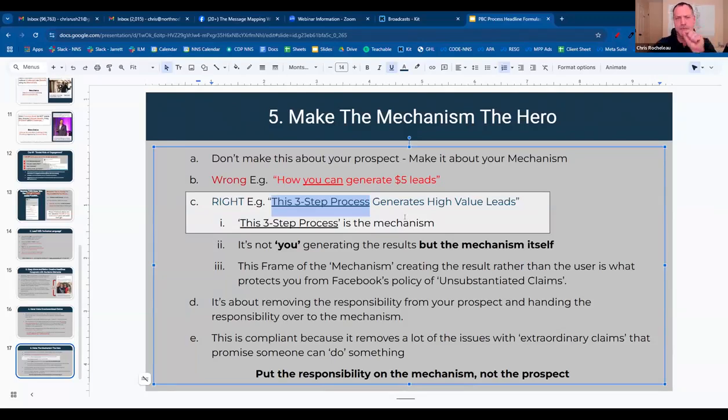Are you all getting this? Does this make sense about how to make the mechanism the hero? Please tell me yes or no in the chat, and be honest. If it's no, please say so. Look at that, yes is down the road. Yes, yes, yes, yes, yes. 100%. Okay, so yes, explains a few ads I have had shut down. Yep, and inevitably, that's what happens.